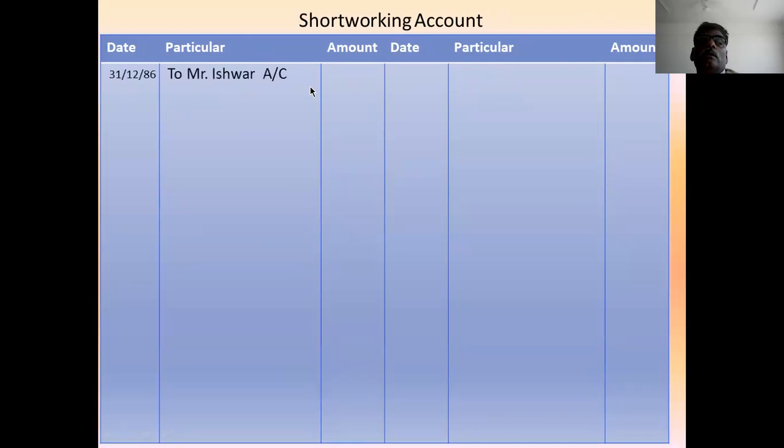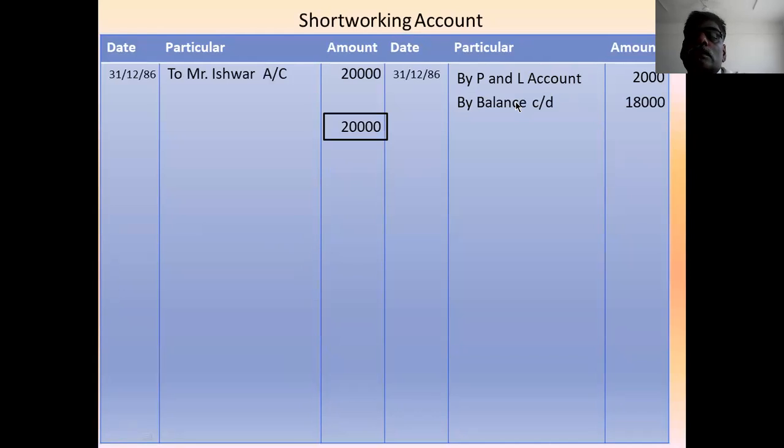You see here, date, to Mr. Ishwar, the author, amount 20,000 in the SW column. There is no amount in the SWR. Sorry, 2,000 is the amount in the SWIR, so you take 2,000 in by P&L account. Close the account and ascertain the balance. The balance is 18,000. This is the first year.